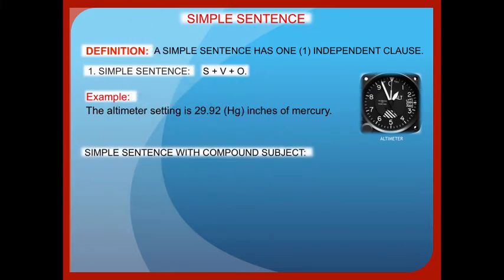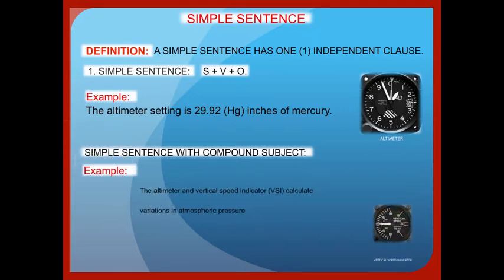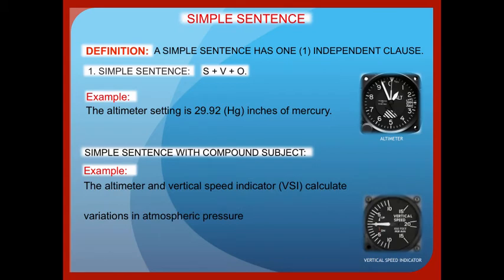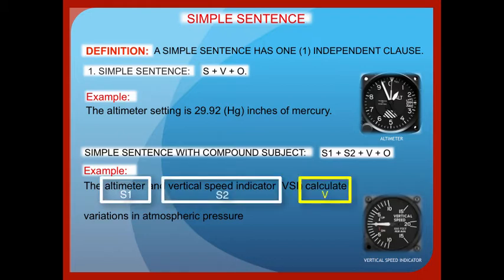A simple sentence can also have compound elements, and it is still a simple sentence. Many students believe simple sentences are short, but that is an incorrect assumption. For example, a sentence with a compound subject is, the altimeter and vertical speed indicator calculate variations in atmospheric pressure. The dominant sequence, which is also called linguistic typology, is subject 1 plus subject 2 plus verb plus object.